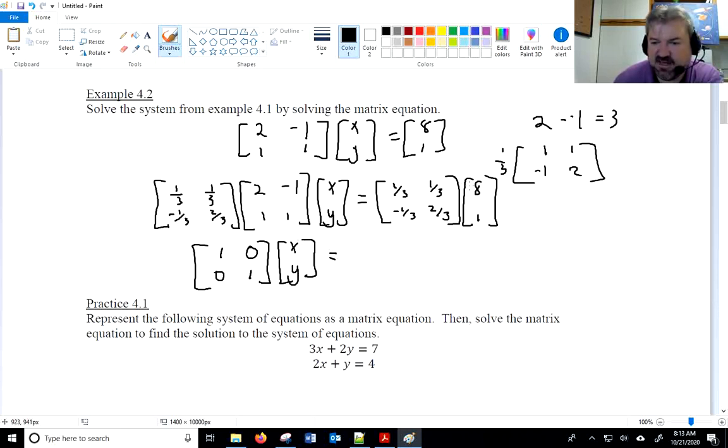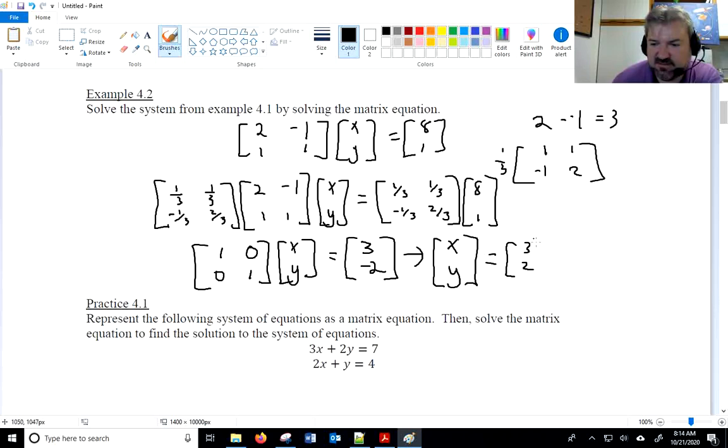And this becomes 8/3 plus 1/3 is 9/3, which is 3. Then negative 8/3 plus 2/3 is a negative 6/3, which is 2. And we know that the identity [1 0; 0 1] times [x; y] should be [x; y], but let's check. 1 times x is x. 0 plus y is just y. Then 0 plus x is x, plus 1 times y is y. So that did indeed work out.